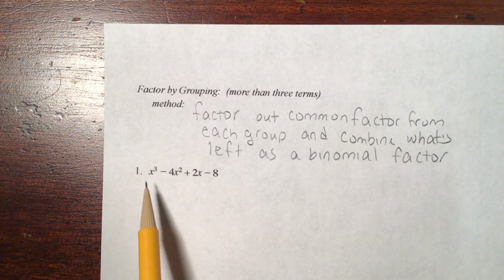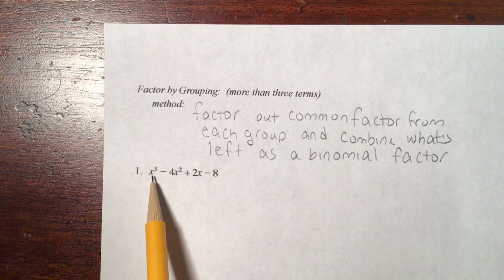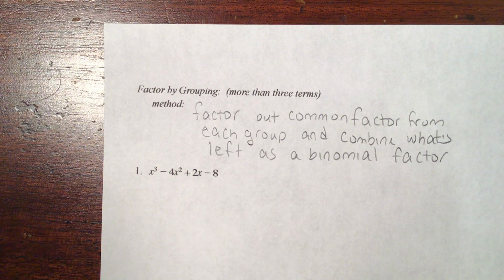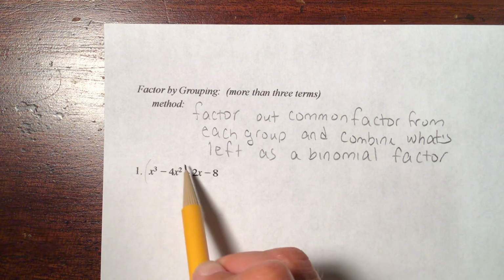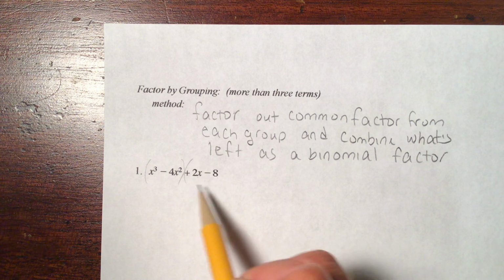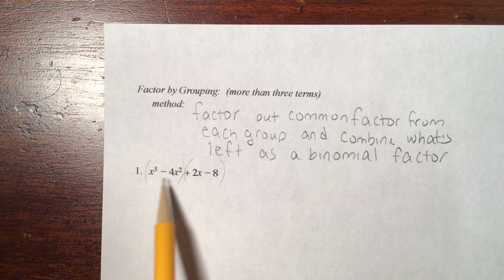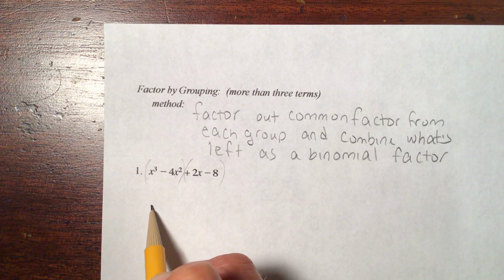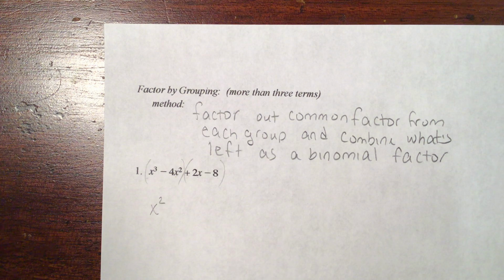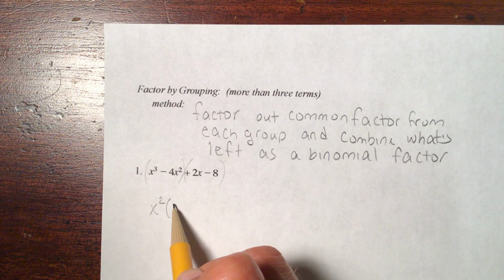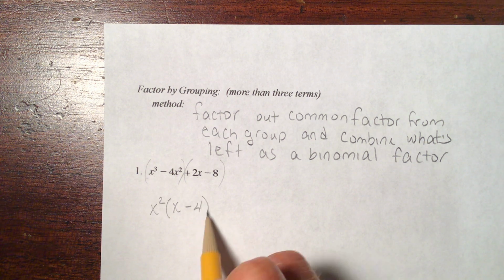So we're going to take a look at this first example here. I have 1, 2, 3, 4 terms. So in my head, I'd be saying, I'm going to try factor by grouping. Always look to see if you have a GCF first among all of the 4 terms. If you don't, then you would group together the first 2 terms, and group together the second 2 terms. In my first 2 terms, my GCF here is x squared. And then I'd be left with x minus 4.